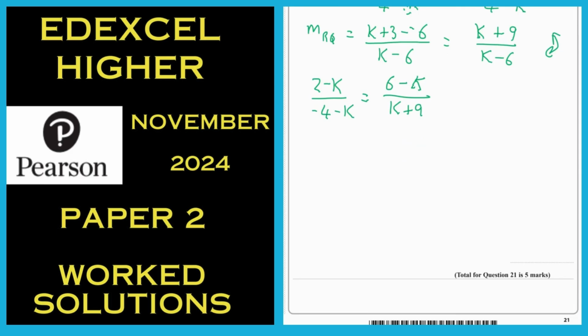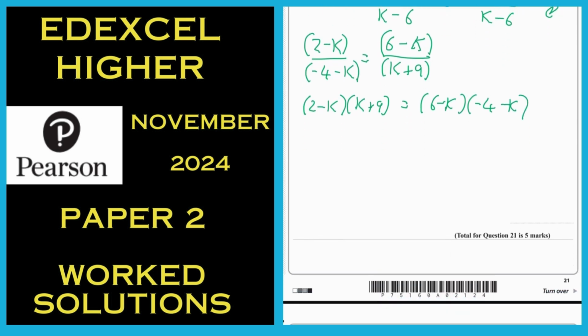The coordinates have gone. We need to multiply both sides by each denominator. In other words, take the K plus 9 up there, take the minus 4 minus K up there. 2 minus K and K plus 9 will be expanded shortly. 6 minus K and minus 4 minus K again will be expanded shortly.